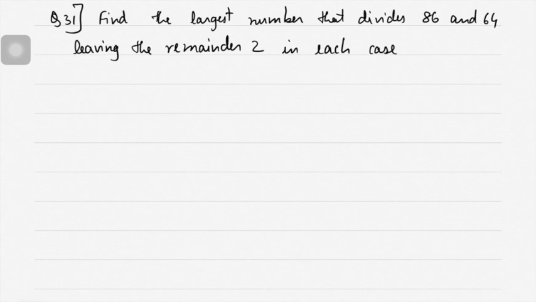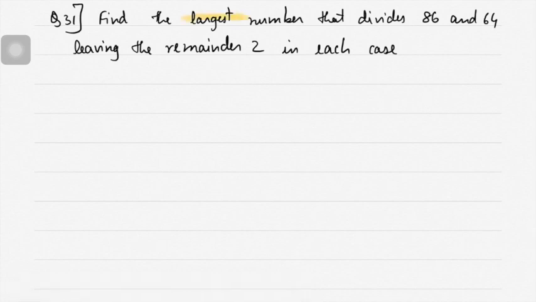Okay, let's solve the next question. And I know you have already studied this in your school, so no need to waste time on that. Okay, let's see the next question. Find the largest number that divides 86 and 64, leaving the remainder 2 in each case.